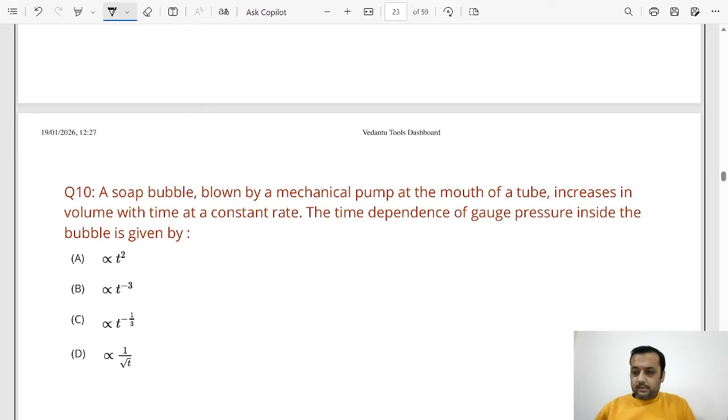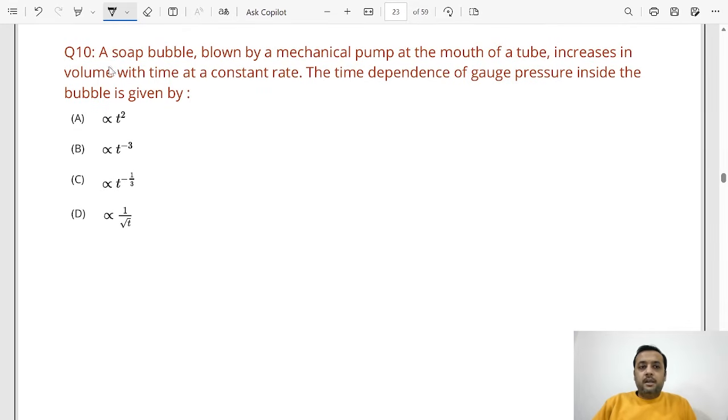Okay, then here what happens? Look, a soap bubble blown by a mechanical pump at the mouth of a tube increases the volume with time at a constant rate. So basically there's a soap bubble, as you can see, whose volume is increasing with time at a constant rate. That means we can say that dV by dt is constant. So basically you can say volume is proportional to time. In simple language, volume is proportional to time because volume is increasing at a constant rate with time.